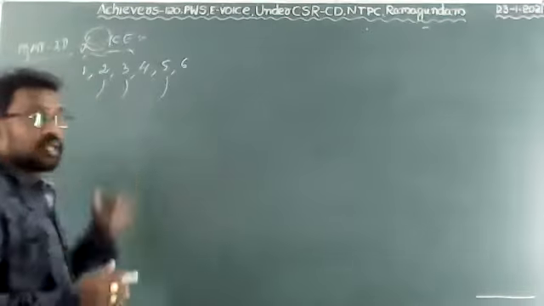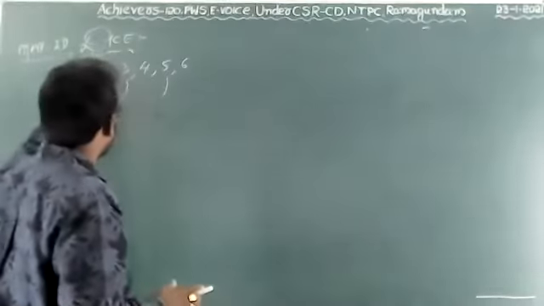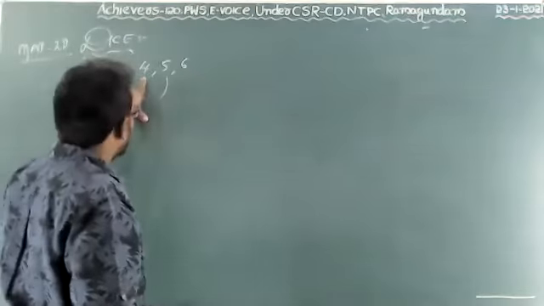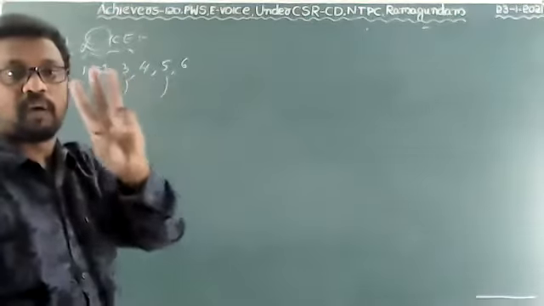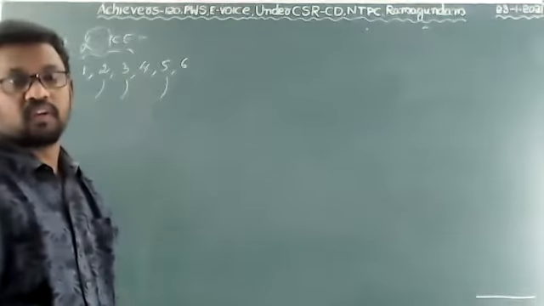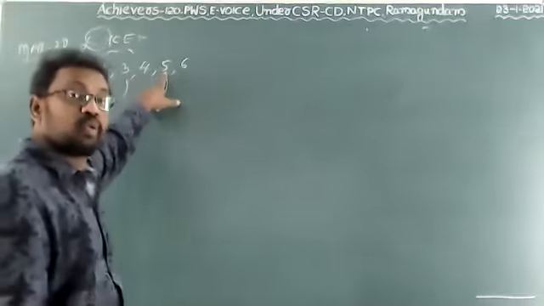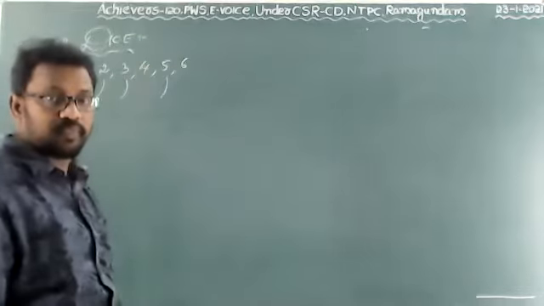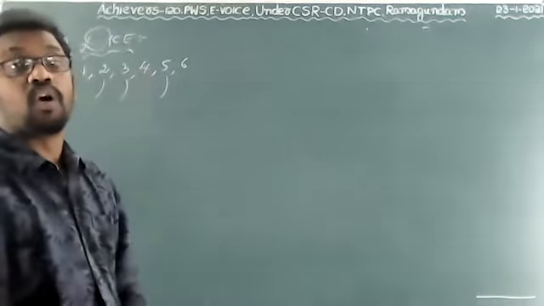Yes. How many multiples of 2 are there? Multiples of 2: 2 ones are 2, 2 twos are 4, 2 threes are 6. How many do you have? 3. How many multiples of 5? Only 1. 5 ones are 5, 5 twos are 10, and 10 is not in the die.